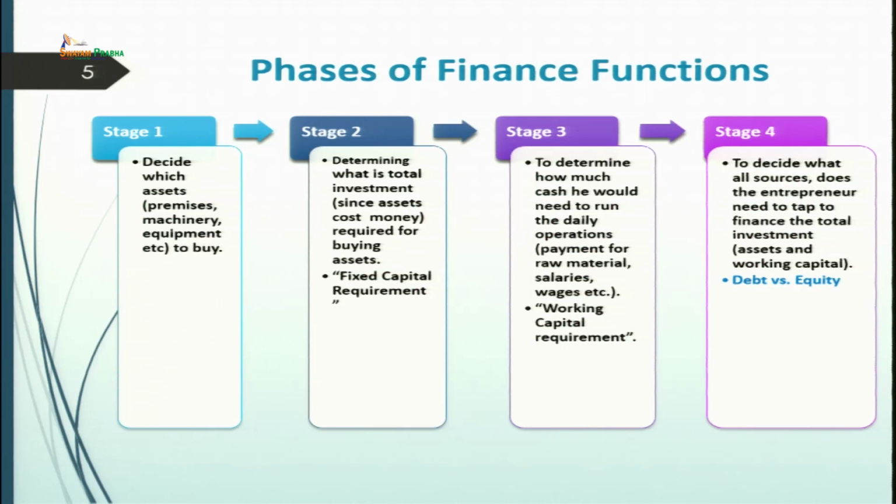Now we are heading towards the different phases of the finance function. What are the different phases of the finance function? That means there are four different stages. The first stage is about deciding which asset I need to purchase, that is, how I am going to make use of the finance.